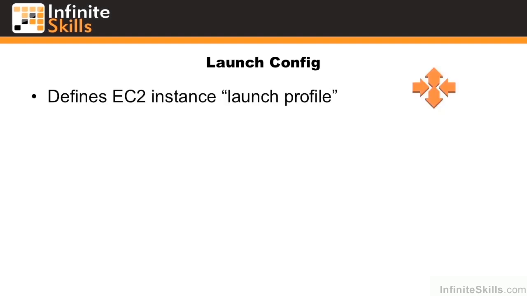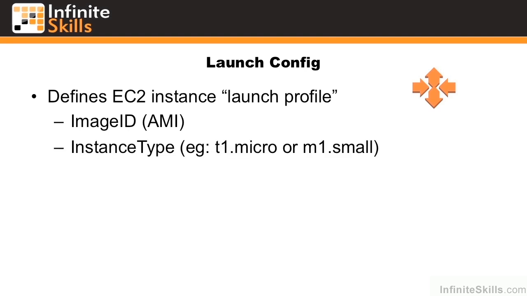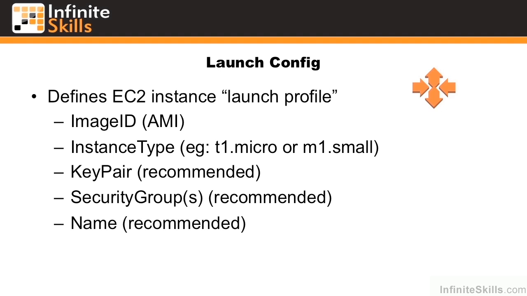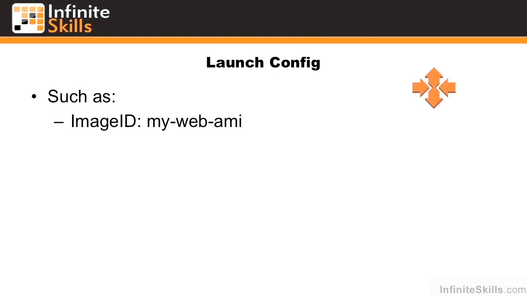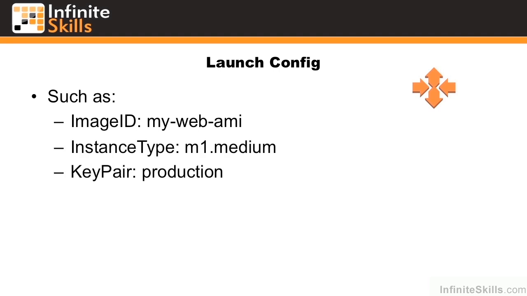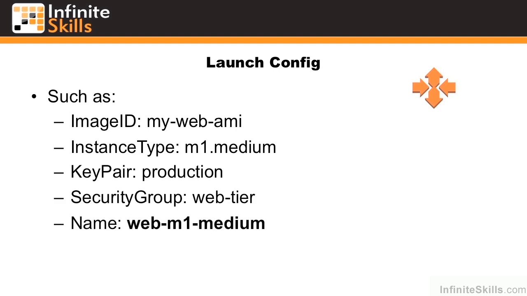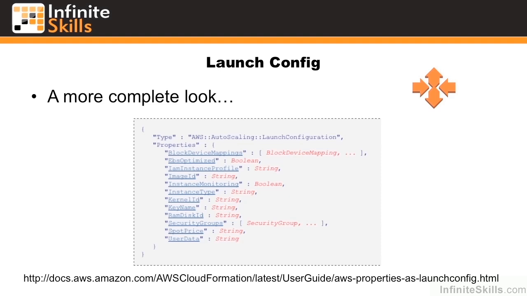The launch config defines a launch profile, which includes the image ID or AMI, the instance type, for example, a T1 micro or an M1 small. We also recommend that you use a key pair and a security group. The name is very important as well, as this helps you go back and find your launch config later. For example, we would have an image ID of my web AMI, where I burned my web server, an instance type of M1 medium, a key pair of production, a security group of web tier, and a name of web M1 medium, which helps us define exactly what this server is.